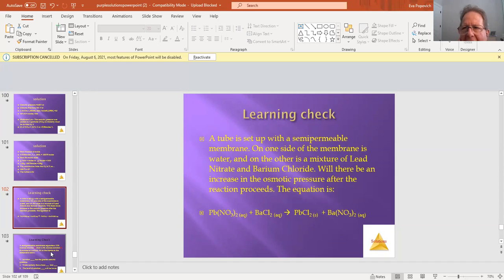Remember I said colligative properties are dependent upon number of particles. When I put an ionic salt into solution, it breaks up into its ions. Ions are considered particles.